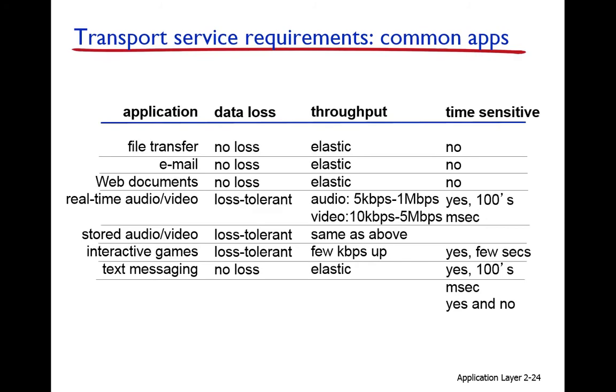For example, some applications like audio and video, stored audio video, for example on YouTube you are watching a video, can tolerate loss. If you are watching a movie on YouTube and some part of the scene is not displaying, but you can hear the voice, you can watch the characters, that's good. So for those applications they are using UDP.